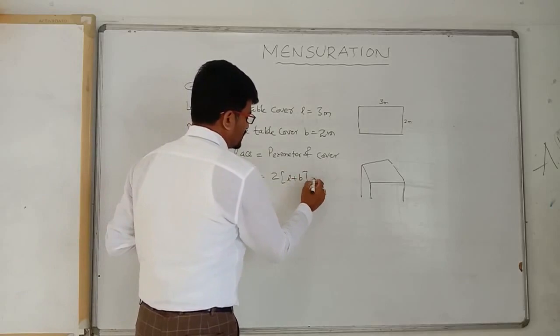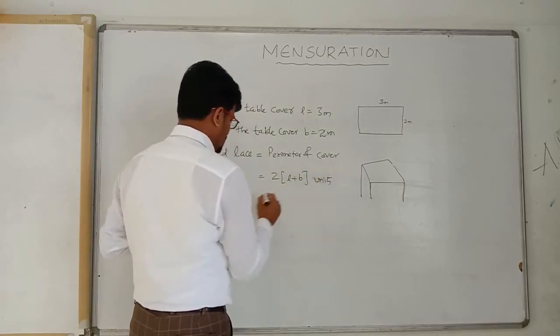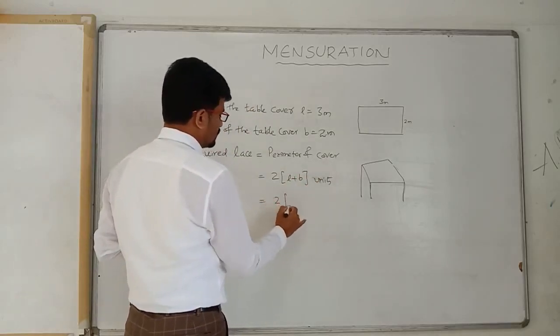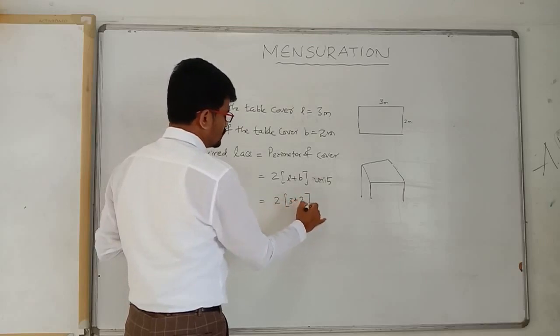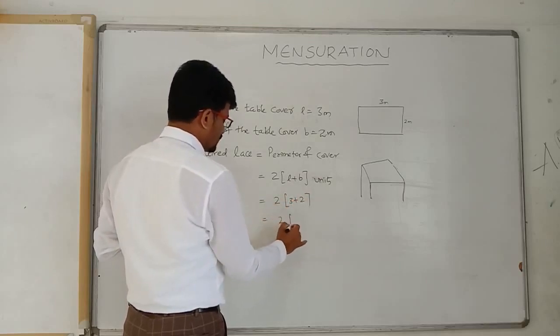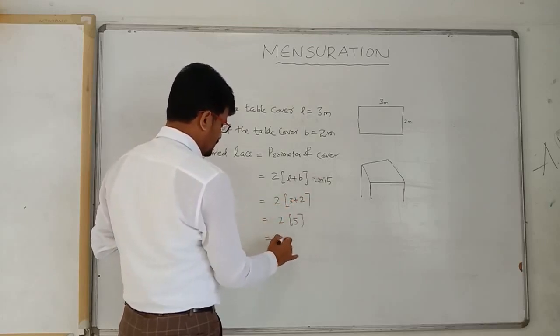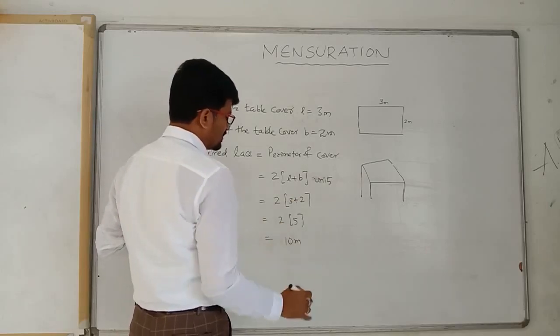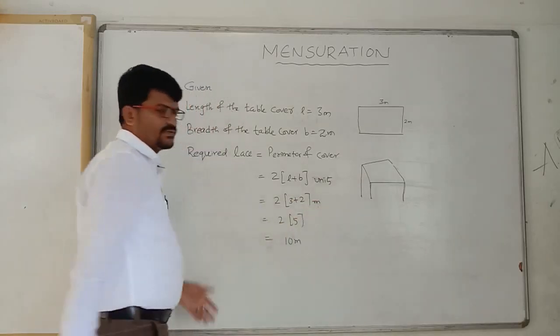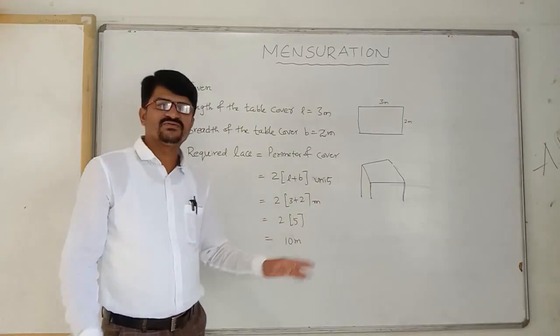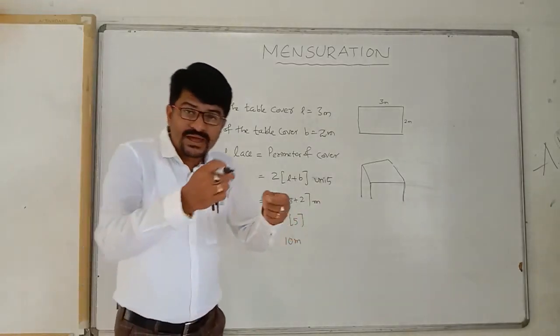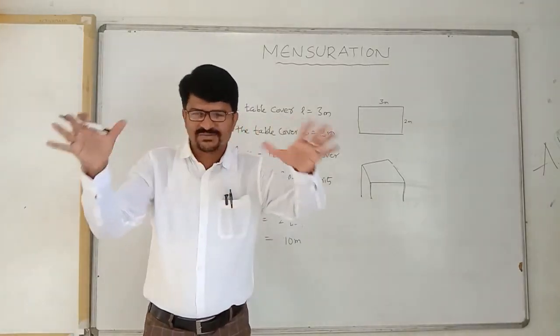Here you can write the units. That implies 2 into (3 plus 2), that implies 2 into 5, that implies 10 meters. What is that? 10 meters of lace is required to make a border for this table cover.